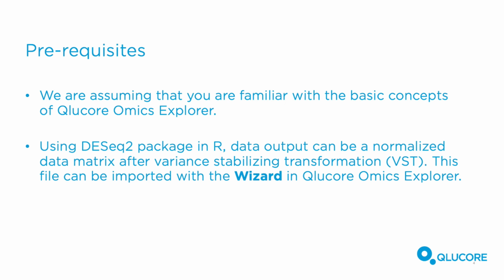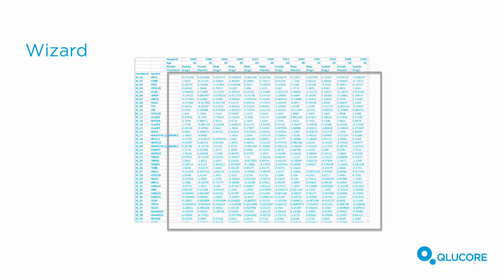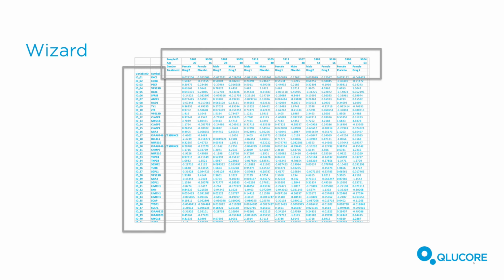When using the Deseq2 package in R, the data output can be a normalized data matrix after variance stabilizing transformation, VST. This file can be imported with the wizard in Qlucore Omics Explorer. With the wizard, you can import normalized data as well as annotations connected to your dataset. There is a more extensive video tutorial covering the wizard.